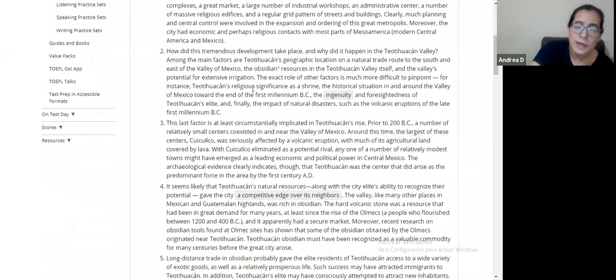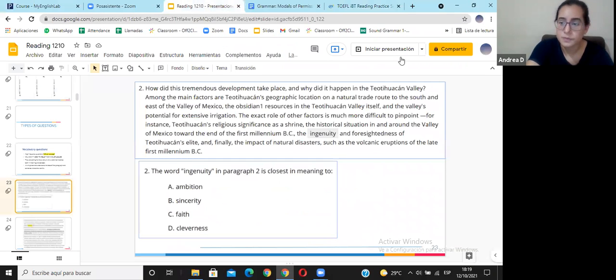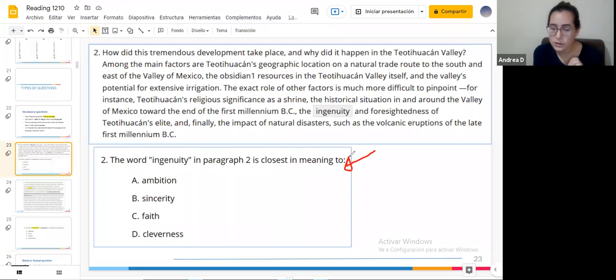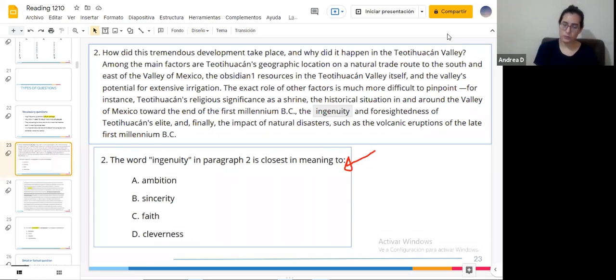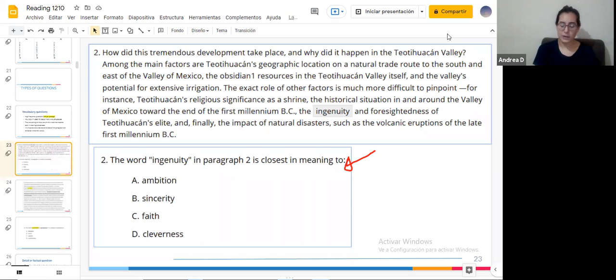Okay, guys. So we'll be answering question 2 of this set. So let's take a look. Okay, guys. Will anybody please read this question for us? Can anyone read the question and the options? I can. Okay, sure, go ahead. The word ingenuity in paragraph 2 is closest in meaning to A, ambition, B, sincerity, C, faith, and D, cleverness. Okay, thanks so much, Mikaya.